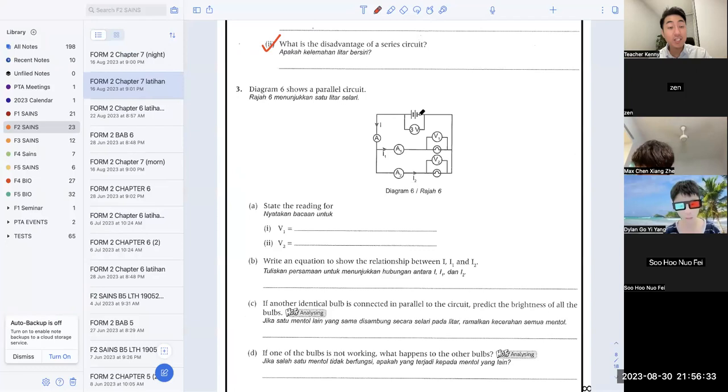Okay, so V is the same for all of them. Agree? So if this is 3, this one will be the same, this is also will be the same. So 3 volt, 3 volt.